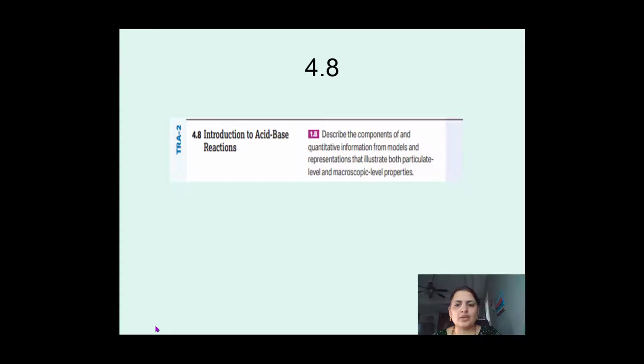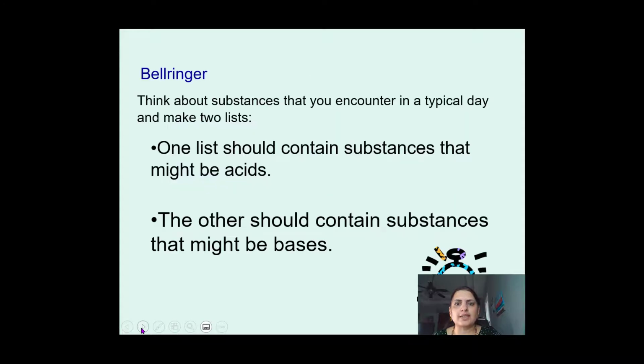Hello everyone. Today we are going to talk about acid-base reactions. This is 4.8 Introduction to Acid-Base Reactions from Unit at Glance. Okay, so think about some things you use in everyday life, which are acids and bases, and write it down.